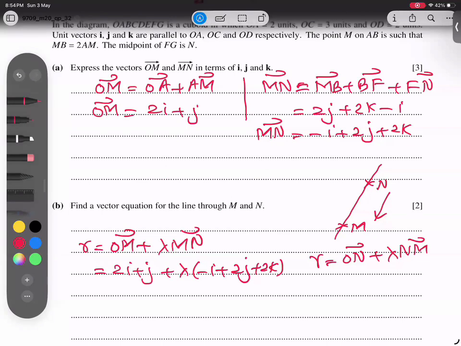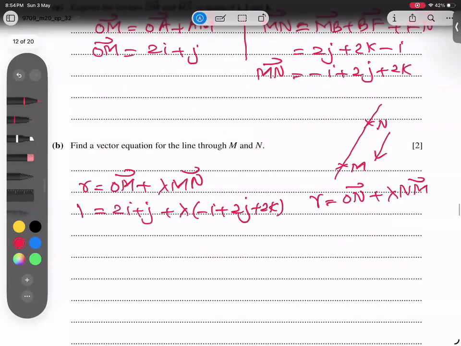Okay, this is the answer, or you can write (2, 1, 0) plus lambda times (-1, 2, 2). I'm writing this for the next part, because maybe I need the same thing in the next part. Same concept, so this is clear. Write in any format, full marks.